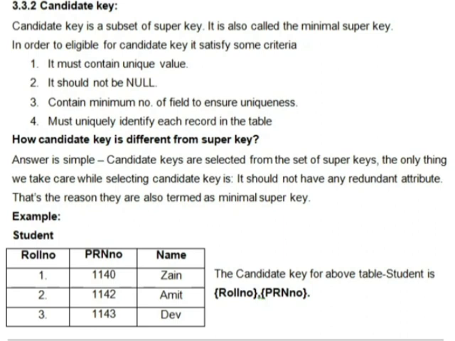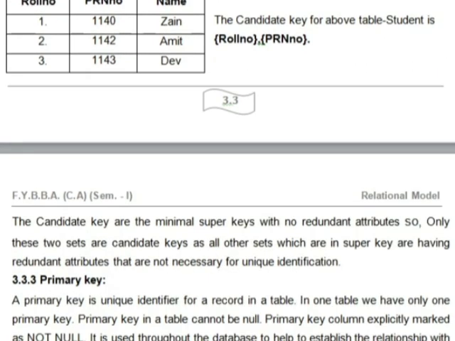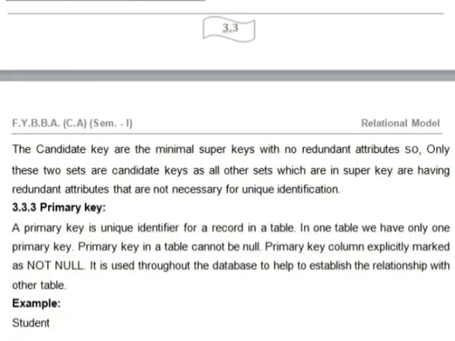So we can say the candidate key is the minimal super key, the minimal super key with no redundant attribute. So only these two sets, roll number and PRN number, are eligible for becoming the candidate key from the set of super keys.